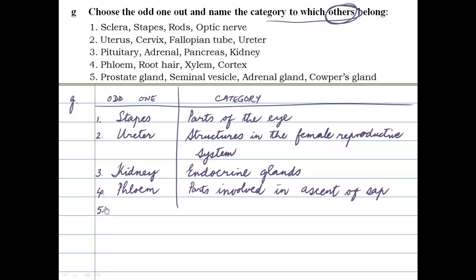Number 5, we've got the prostate gland, the seminal vesicle, the adrenal gland, and the Cowper's gland. This came a little earlier again. These 3 are accessory glands in the male reproductive system. This one is not. So adrenal gland is the odd one out here. And the reason is the others are accessory glands in the male reproductive system.